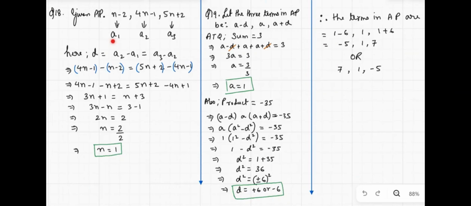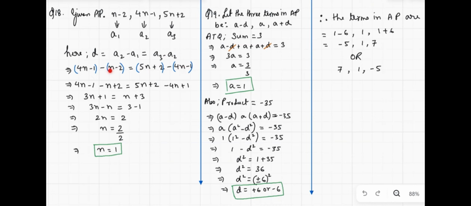To the next question, it says that we have an AP whose terms are n minus 2, 4n minus 1, 5n plus 2, where this is the first term, this is the second term, this is the third term. Only 3 terms are given. Here we find the common difference D equal to A2 minus A1 or A3 minus A2. We have A2 minus A1 is equal to 4n minus 1 minus n minus 2, and A3 minus A2 is 5n plus 2 minus 4n minus 1.